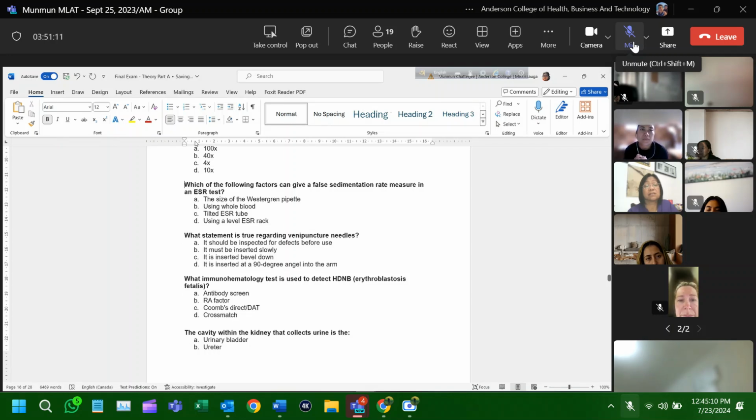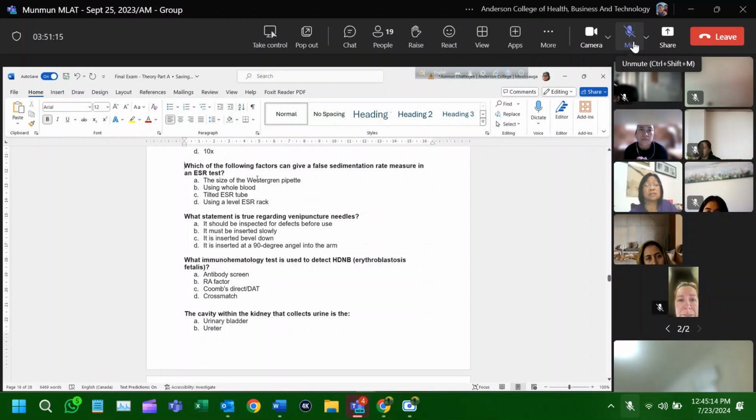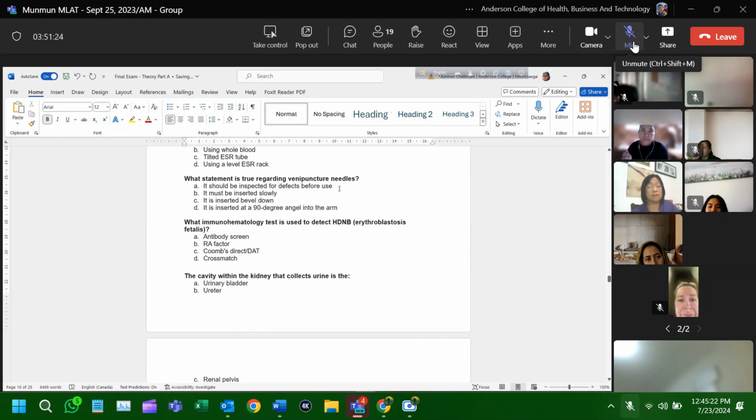Which of the following factors can give a false sedimentation rate value measured as ESR? Letter C, tilted ESR tube. Yes. What statement is true regarding venipuncture needles? Bevel down, no. Inspect for defects before use. A. It should be inspected for defects before use.